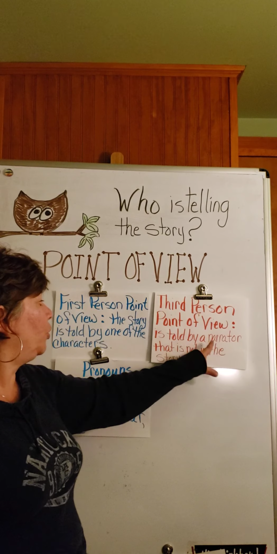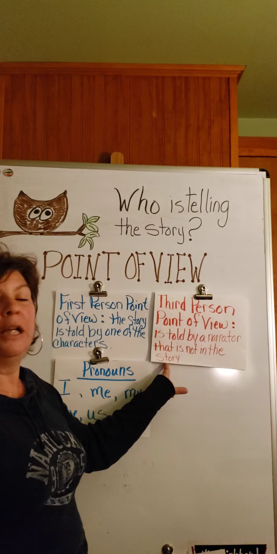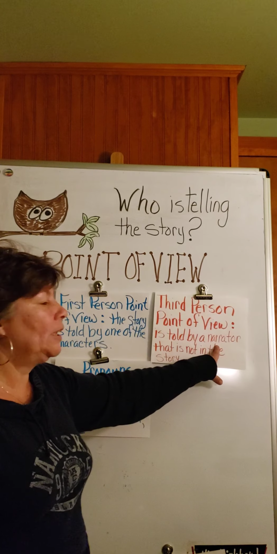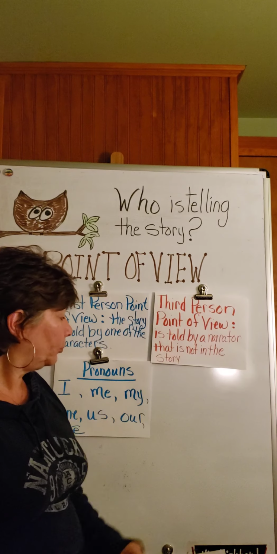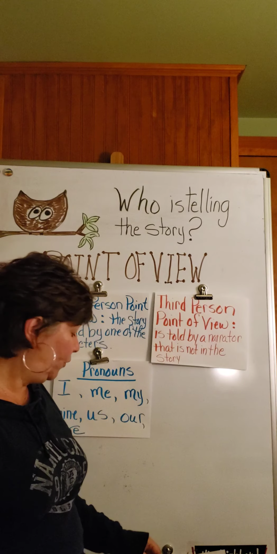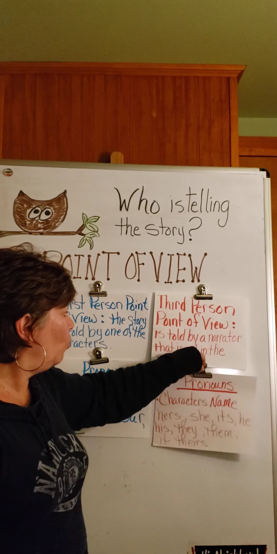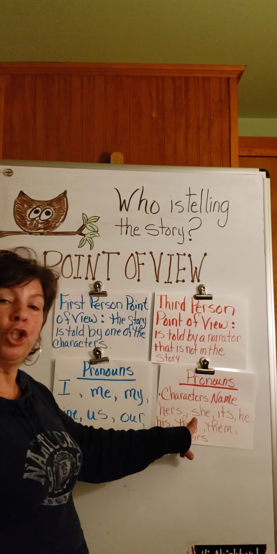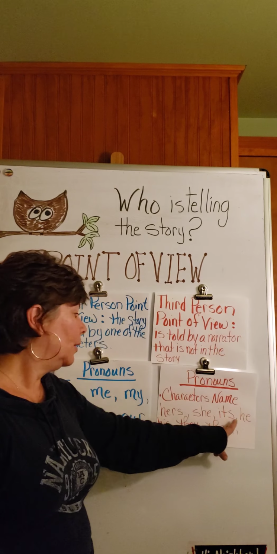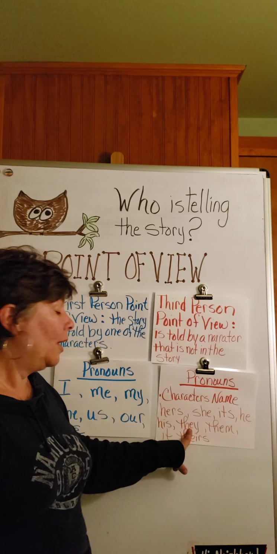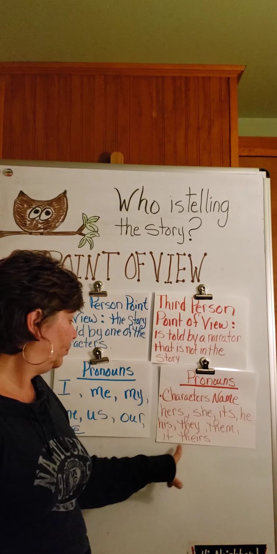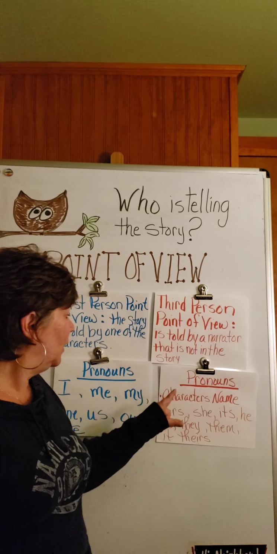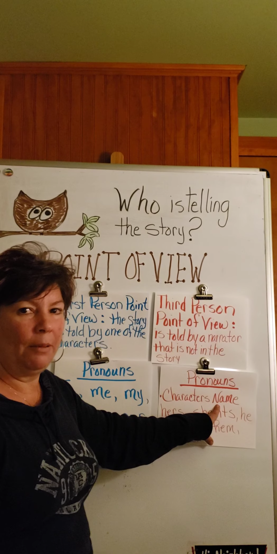Third person point of view is told by a narrator that is not in the story. And remember, the narrator is someone who is telling the story. In third person point of view, we use pronouns such as her, she, its, he, his, they, them, it, and theirs. Another good hint is they use the character's name.